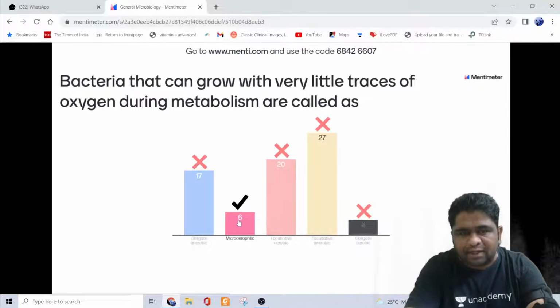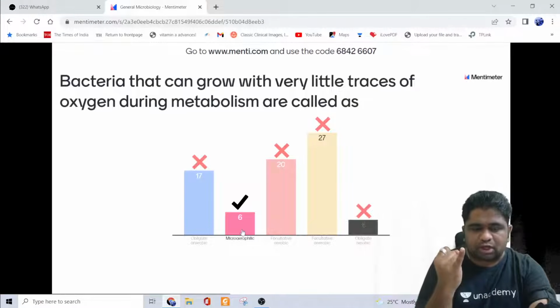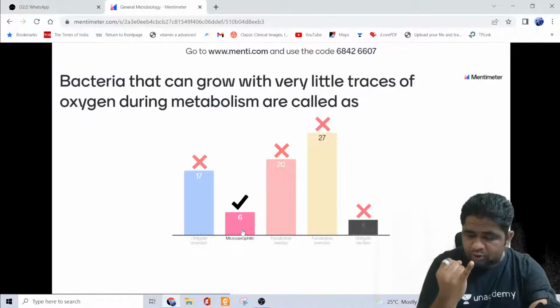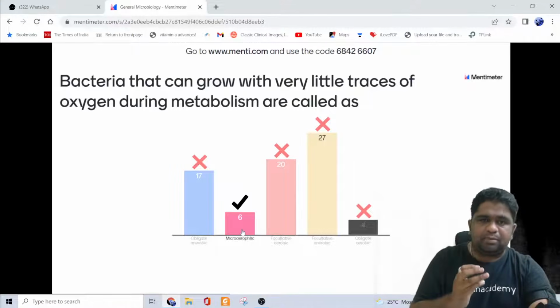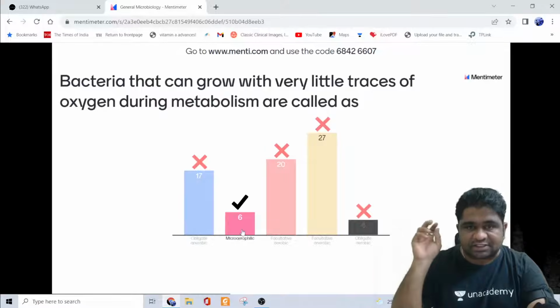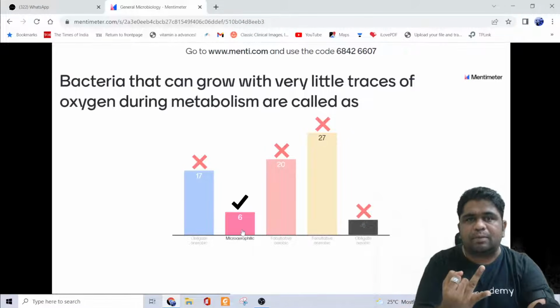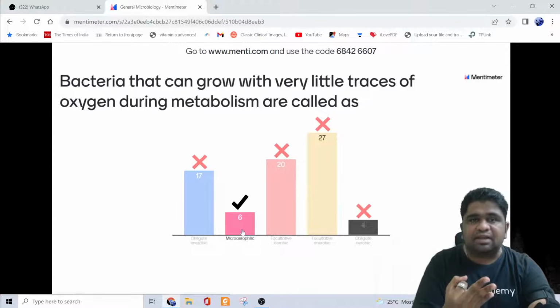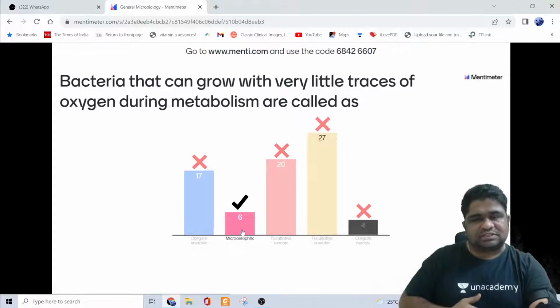The examples of microaerophilic organisms: Streptococcus pyogenes, Campylobacter jejuni and Helicobacter pylori, and one more organism called Treponema pallidum. Let me repeat once again. Microaerophilic organisms are those that can live in the presence of micromolar concentrations of oxygen. The examples are Streptococcus pyogenes, Treponema pallidum, which causes syphilis, Campylobacter jejuni, which can cause Guillain-Barré syndrome, and Helicobacter pylori, which can cause gastritis.